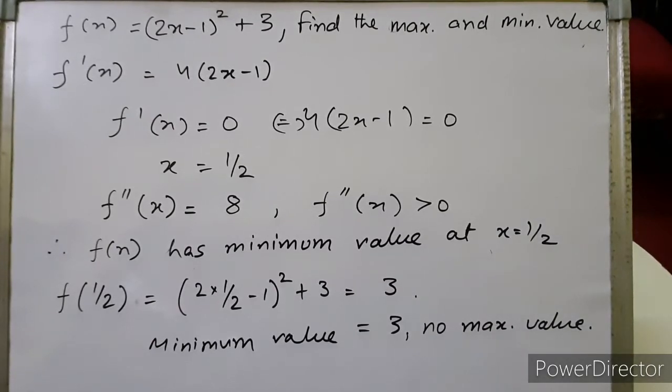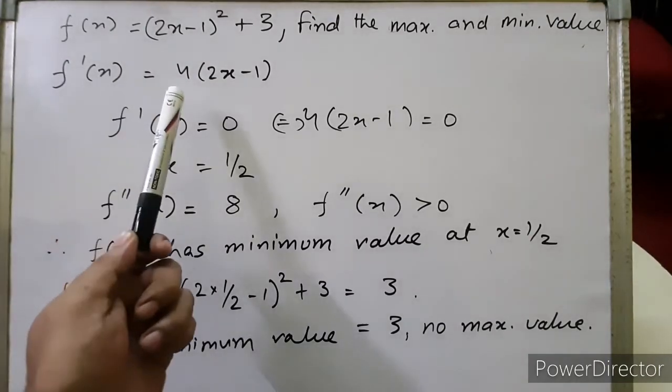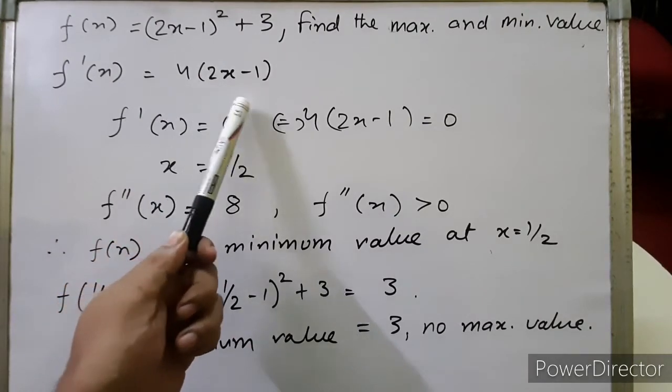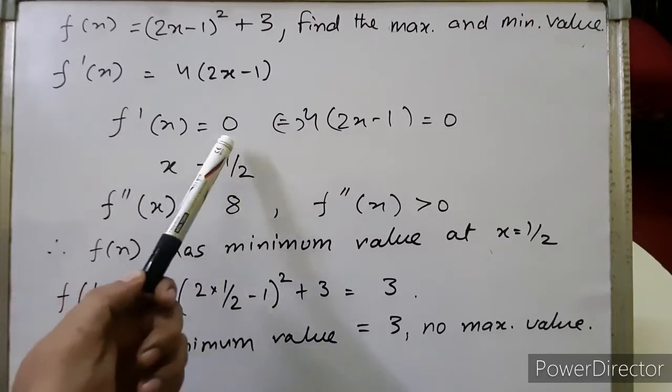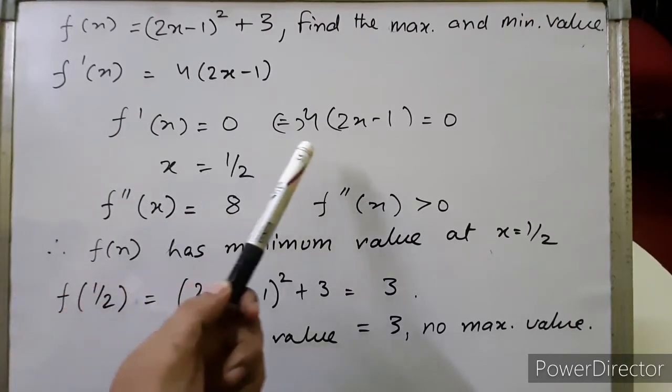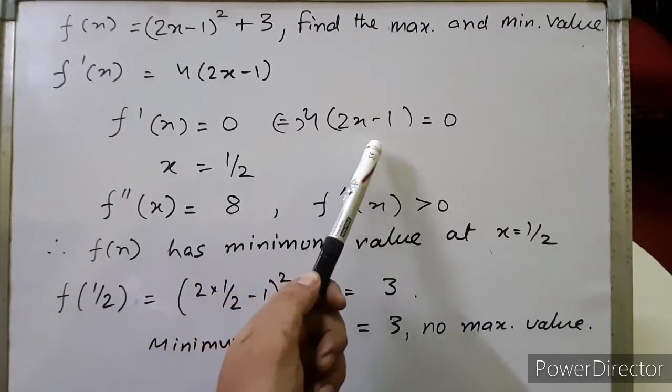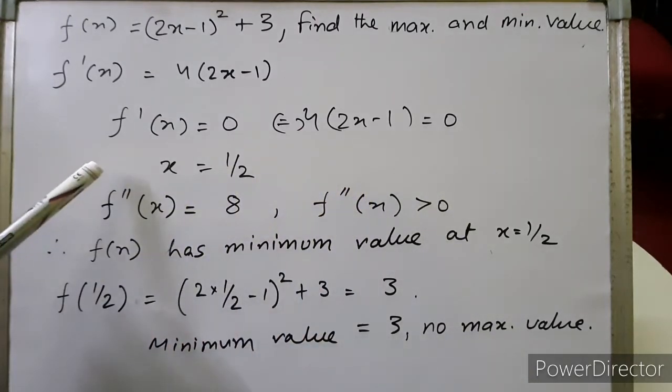So what we'll do first, we'll differentiate the function. We'll find the derivative of the function. So when we differentiate, we'll find f dash x. What we'll get? 4 times (2x minus 1), right? And when we equate this derivative to 0 to find the turning point, that means 4 into (2x minus 1) equals 0. The value of x that we'll obtain is x equals 1 by 2, right?